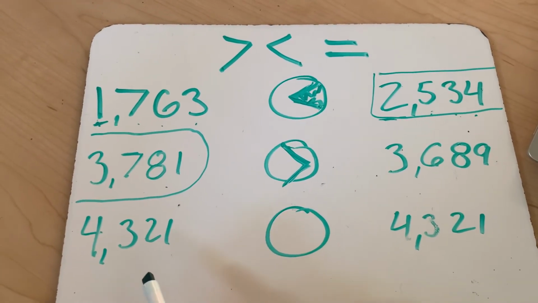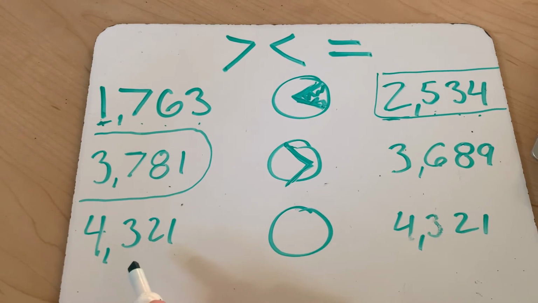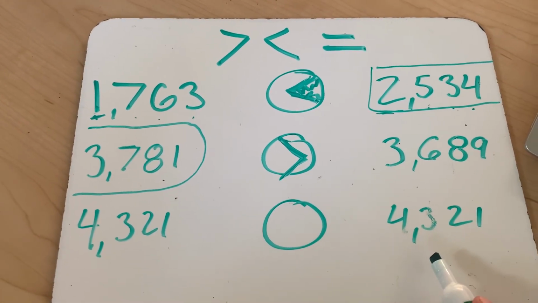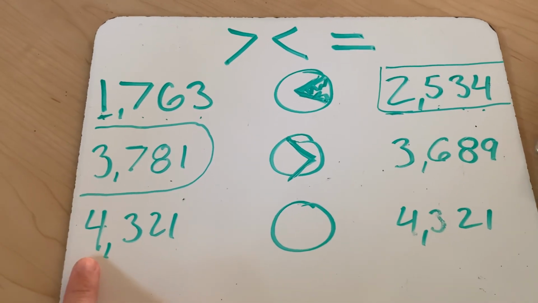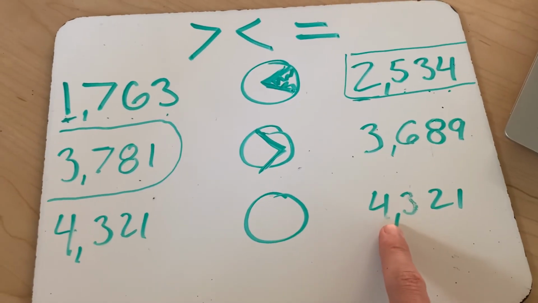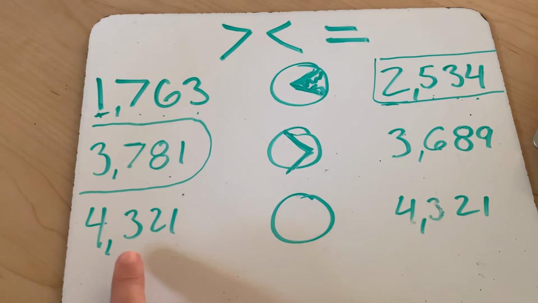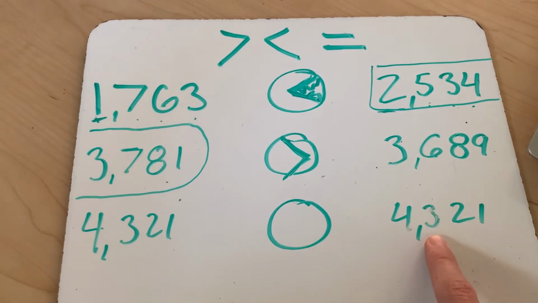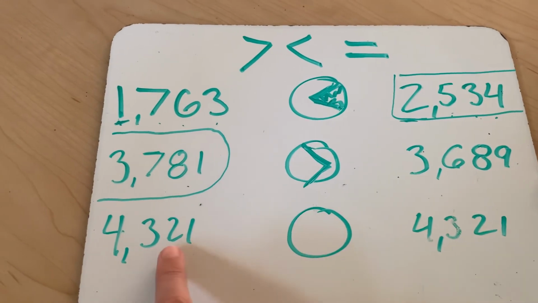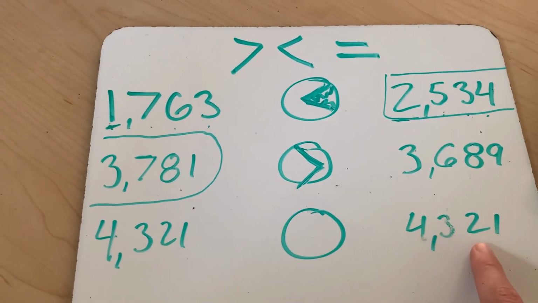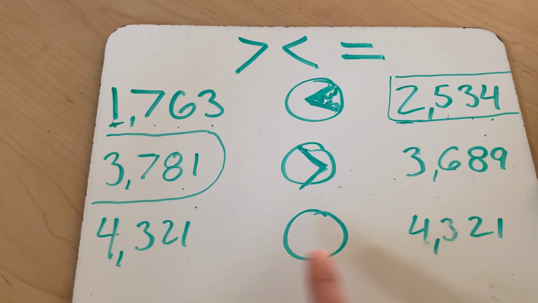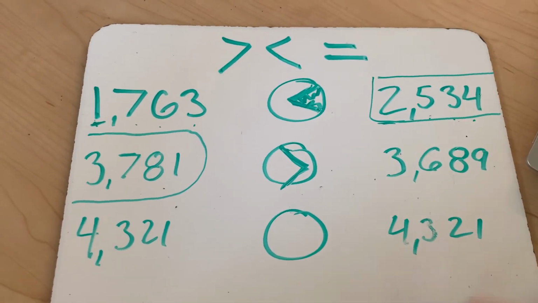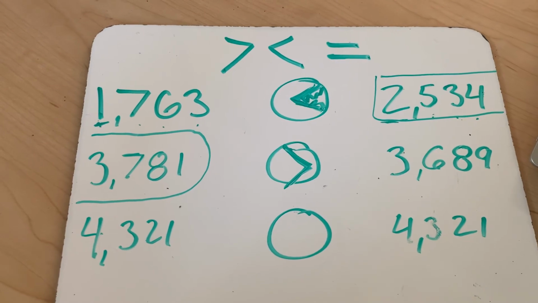Here we have another problem. We have 4,321 and 4,321. We compare the thousands. There are both 4 in the thousands place. Now we need to move to the hundreds. They're both 3 in the hundreds place. The tens, we have 2s in the tens place. And the ones, we need to compare the ones. And we have 1s in the ones place.